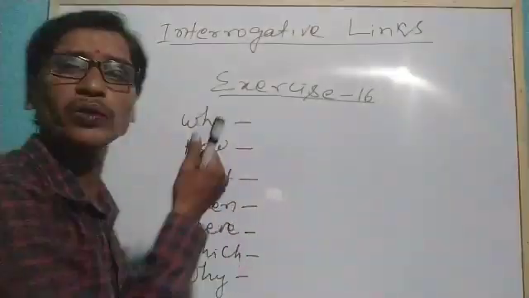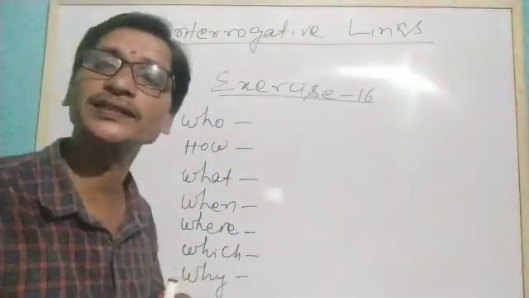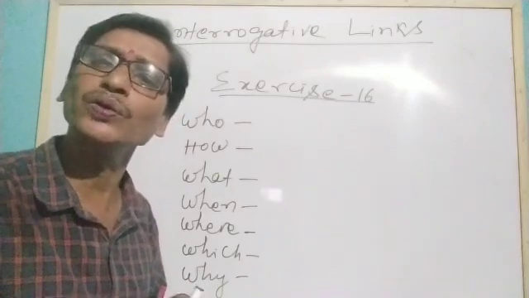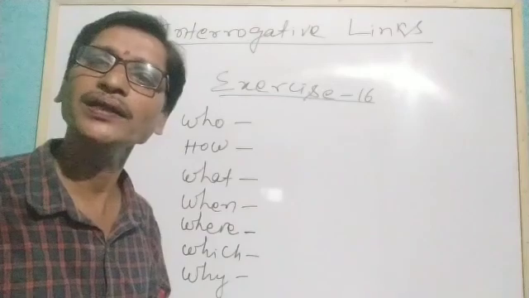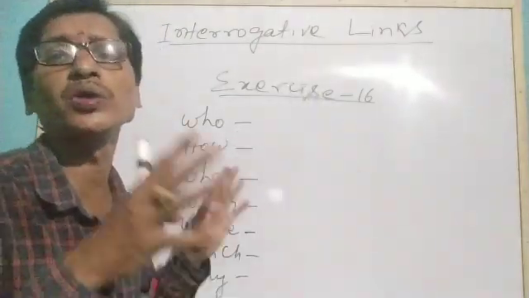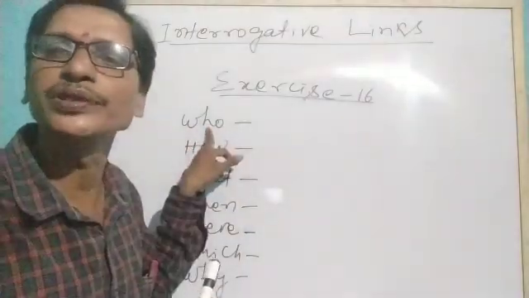When we want to know about a person, we use who. Who is your class teacher? Who did give you this pen? Who did tell you the answer of this question? These sentences end with a question mark, and we want to know the person. Therefore, we have used who.